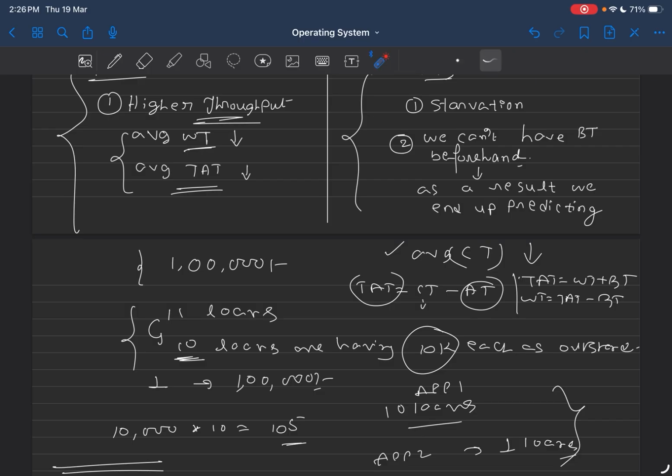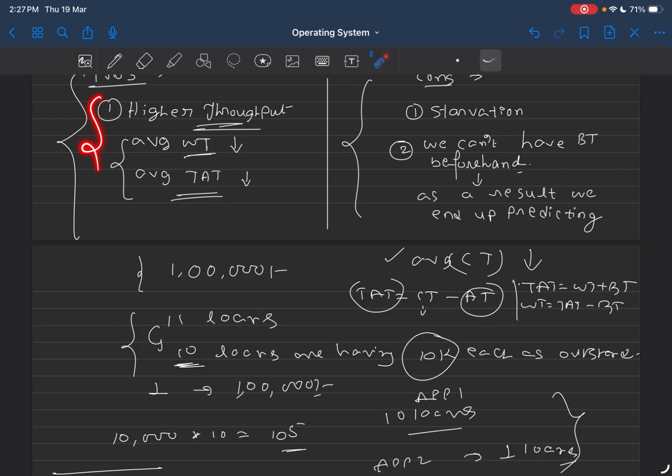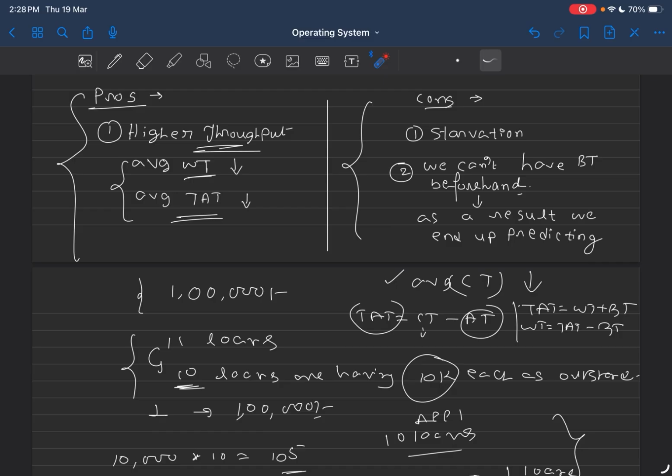So if your average turnaround time reduces, given that burst time is the same, you cannot change burst time, automatically your average wait time will also get reduced. I hope this is clear as of now. So as of now, these advantages are clear. Now let me show you some disadvantages.